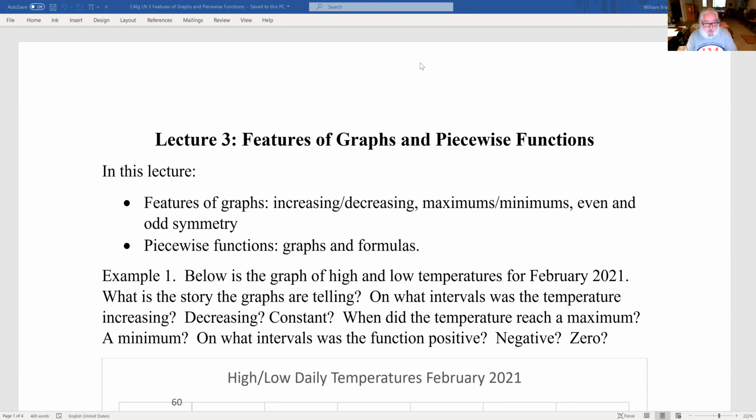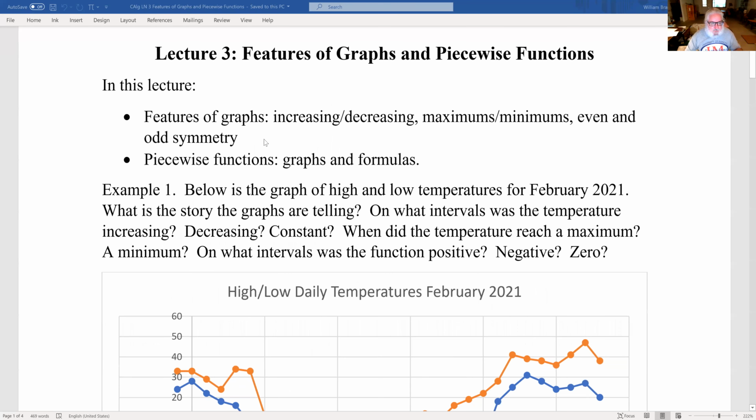Okay, so features of graphs and piecewise functions. We've been talking about graphs a little bit. We want to talk about how to describe features of graphs, and then we also want to talk about piecewise functions. So we'll start off with features of graphs: increasing, decreasing, maximums, minimums, even and odd, and then piecewise functions.